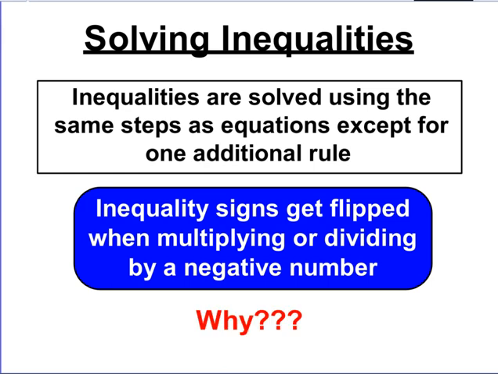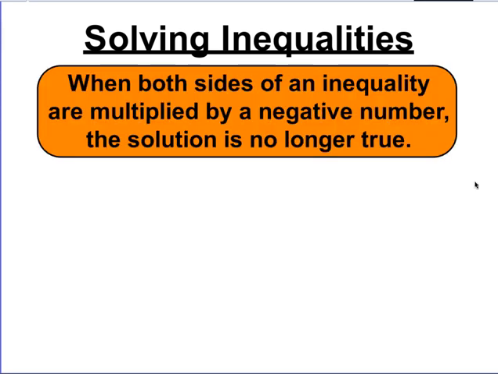So why does that happen? It's a rule that you have to do, but I want you to understand why it happens. I'm going to show you by giving you an example. Okay? So what we're going to see is that when both sides of an inequality are multiplied or divided by a negative number, the solution is no longer true.